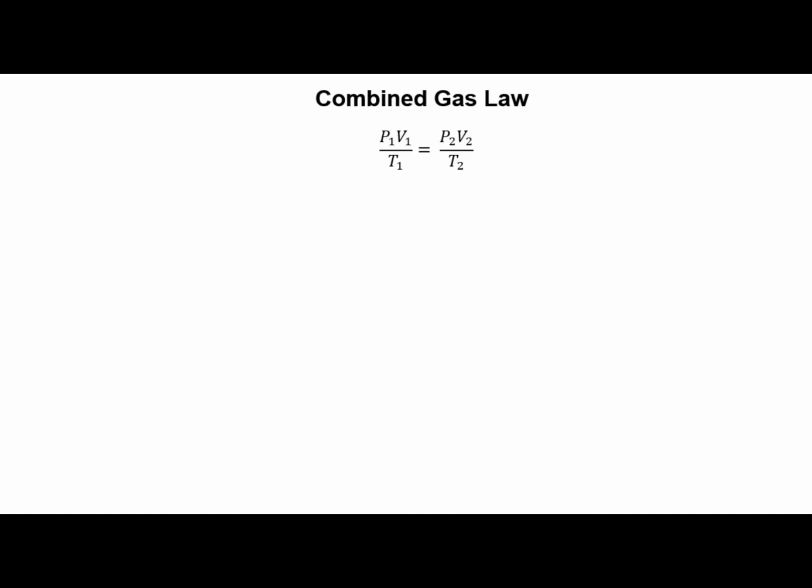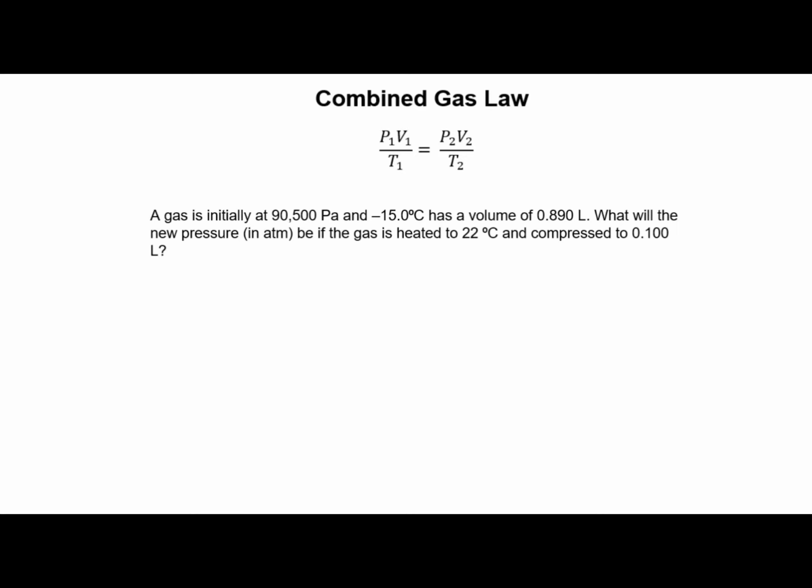We use combined gas law when we want to vary pressure, volume, and temperature, but still hold the amount of gas constant. You can see it looks very much like Boyle's law and Charles's law. Let's work a problem. A gas is initially at 90,500 Pascal and negative 15 degrees Celsius. It has a volume of 0.89 liters. What will the new pressure in atmosphere be if the gas is heated to 22 degrees Celsius and compressed to 0.1 liters?